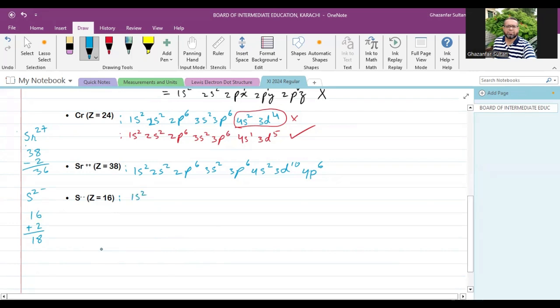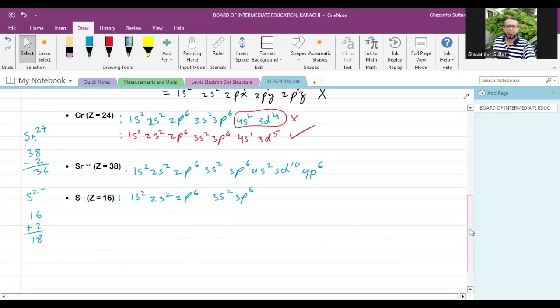So it should be 1s2, 2s2, 2p6, 3s2, 3p6. If suppose there was no charge, then the electronic configuration would end with 3p4. But here the minus 2 charge shows that it has 2 more electrons. So there should be 3p6.